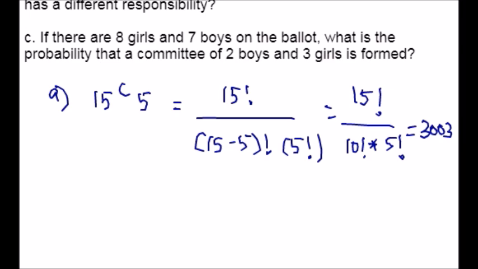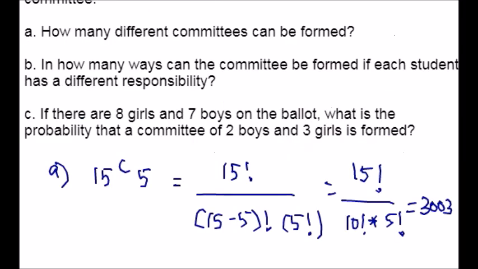Let us now see part B. The question is asking in how many ways can the committee be formed if each student has a different responsibility. So in this situation, order is important, right? Because each person chosen is assigned a specific responsibility. So this situation is a permutation of 15 names chosen 5 at a time. If the order matters, you have to apply permutation. If order does not matter, you have to use combination. That's the reason I have given you this example. You should know the difference between permutation and combination.